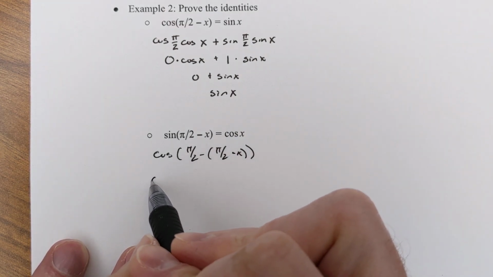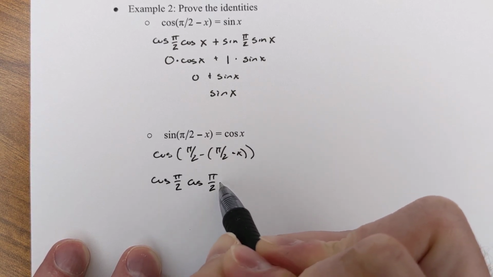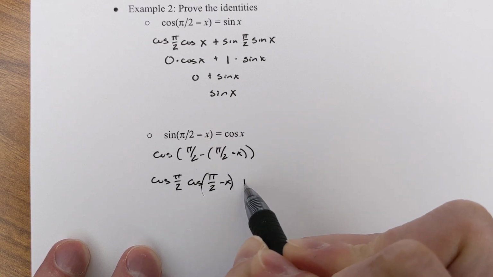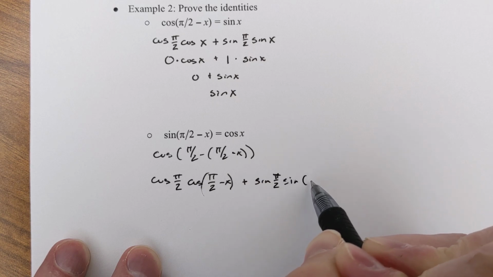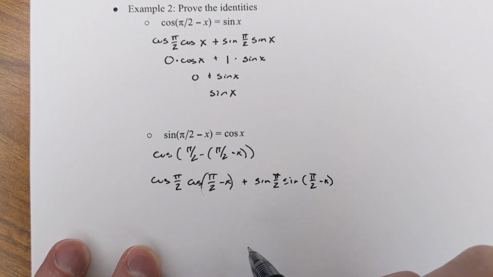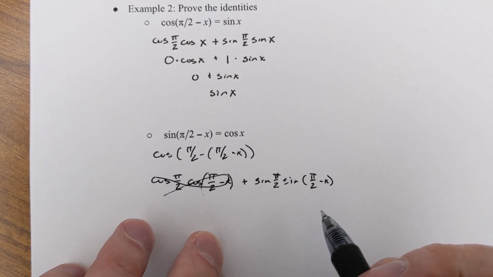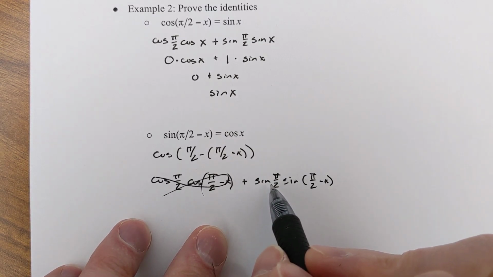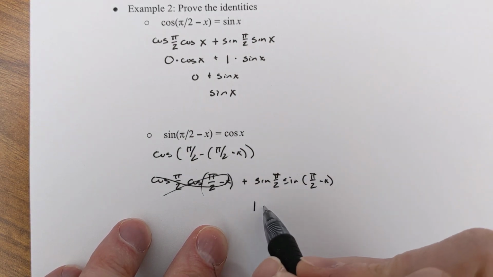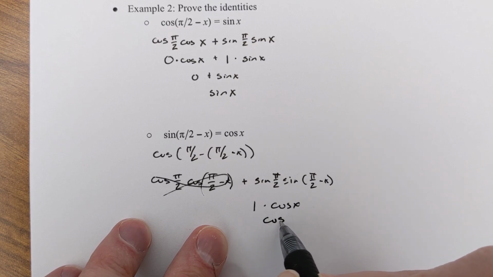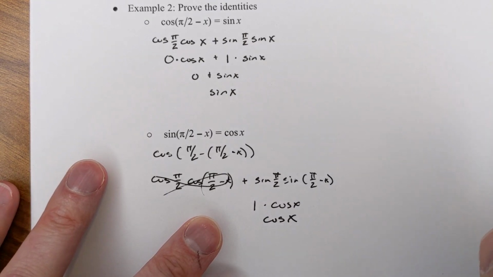Okay, so cosine of the first, cosine of the second, reverse the sign, sine of the first, sine of the second. So the cosine of pi over 2 is 0, so this stuff all goes away. This is 1. And then this is a cofunction identity, so that's 1 times the cosine of x. So this whole thing is just the cosine of x, which is what we had in the first place.